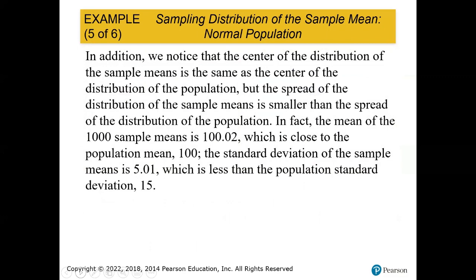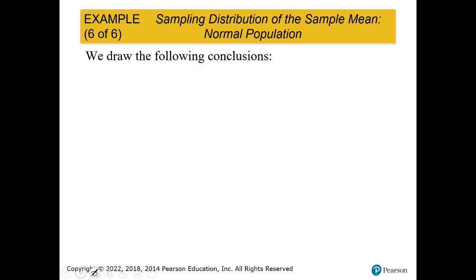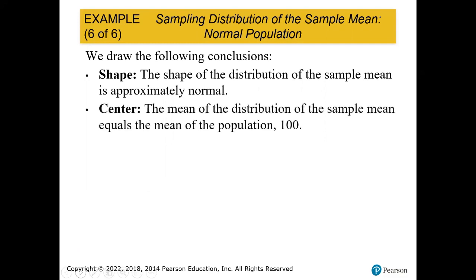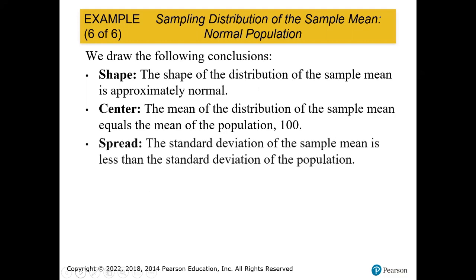In fact, the mean of 1,000 samples was 100.2, which is close to the population mean of 100. The standard deviation was 5.01, which was less than the population's 15. Here's what we can conclude. The shape of a distribution of sample means is approximately normal. The mean of the distribution of the sample mean equals the mean of the population, which is 100. And the third, the standard deviation of the sample mean is less than the standard deviation of the population.